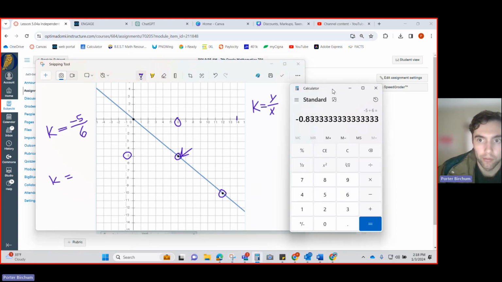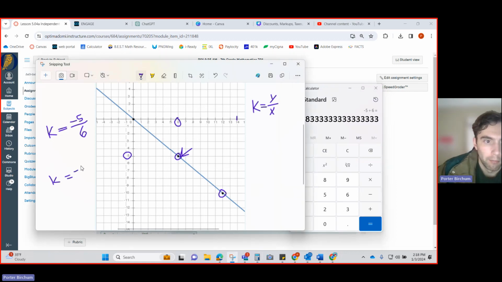Now I think we can just leave this as a fraction. I bet if I typed that in, maybe our answer would be correct. Negative 0.83 with a repeating bar. I think the computer would grade it correct. But a more precise way to write it, I bet, would be to keep it as a fraction. So let's try that.